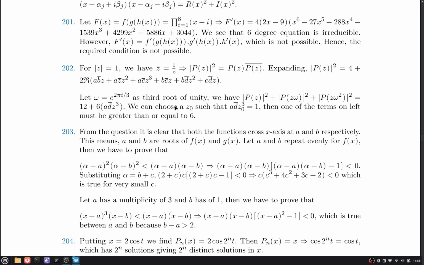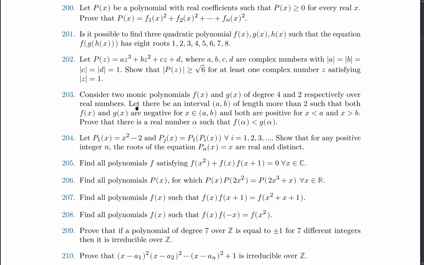Consider question number 203. Consider two monic polynomials f of x and g of x of degree 4 and 2 respectively over real numbers. Let there be an interval (a, b) of length more than 2 such that both f of x and g of x are negative for x in (a, b), and both are positive for x less than a and x greater than b.